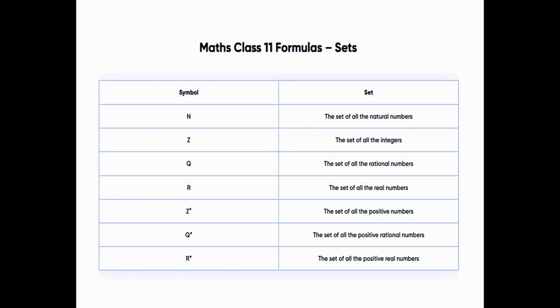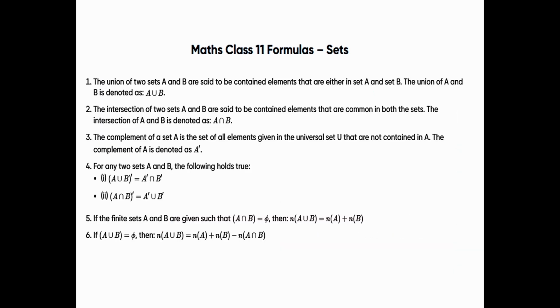The first chapter is sets. A set is a well-defined collection of objects. A set consisting of definite elements is a finite set, otherwise it is an infinite set. You can find the essential symbols and properties for sets tabulated here. And these are the formulas for sets.